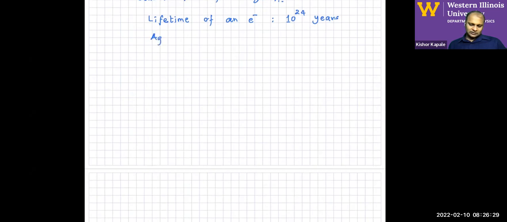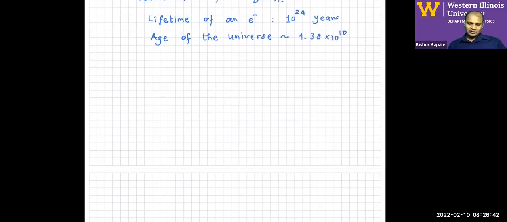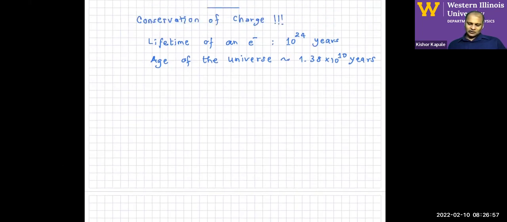The age of the universe, on the other hand, anybody remembers what's the age of the universe? 1.38 times 10 to the power 10 years. So it's about 10 billion years, right? Okay, so roughly about 13 billion years. We know that from our experience. So within the lifetime of the universe, the electron is not going to decay.